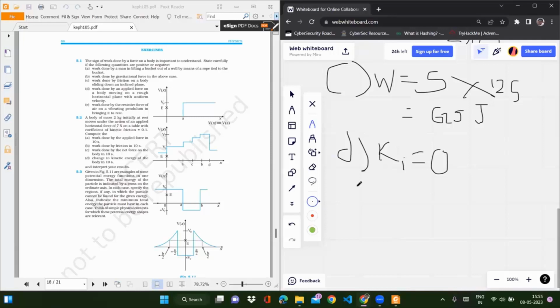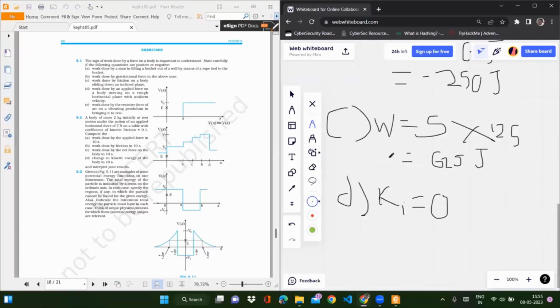By the work energy theorem, we know that the change in the kinetic energy will be the work done by the net external force. So the applied force and the friction, due to both of these, there will be work done, and the net work done will be given by the net force, which is 625 joules. So the final kinetic energy will be 625. So delta KE by the work energy theorem is 625.